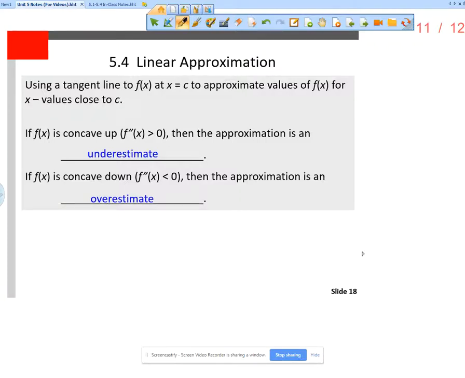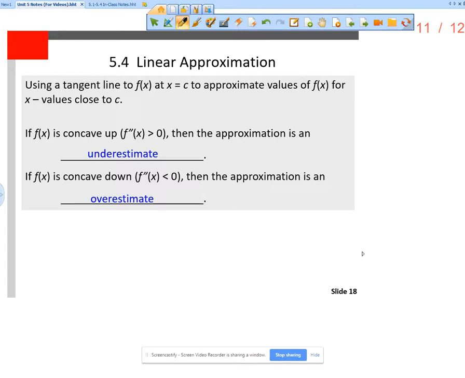This is the video for section 5.4 notes, slides 18 and 19. It says, using a tangent line to f of x at x equals c, approximate values of f of x for x values close to c. All right, so this is a question that is kind of related to curve sketching.